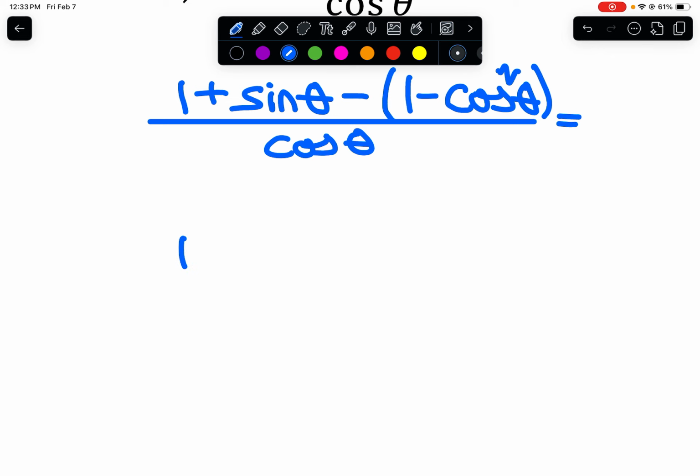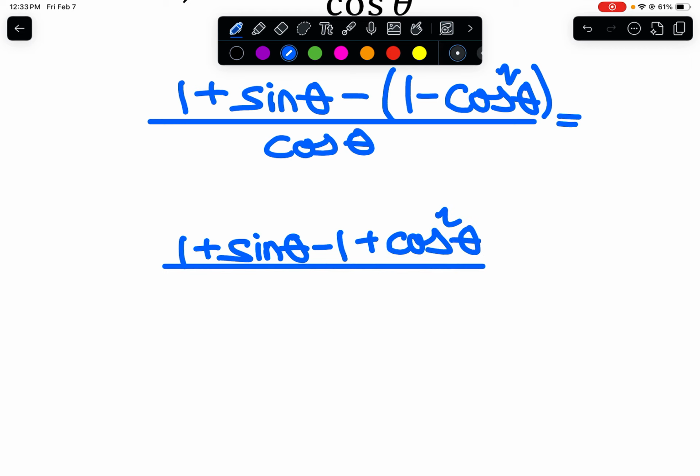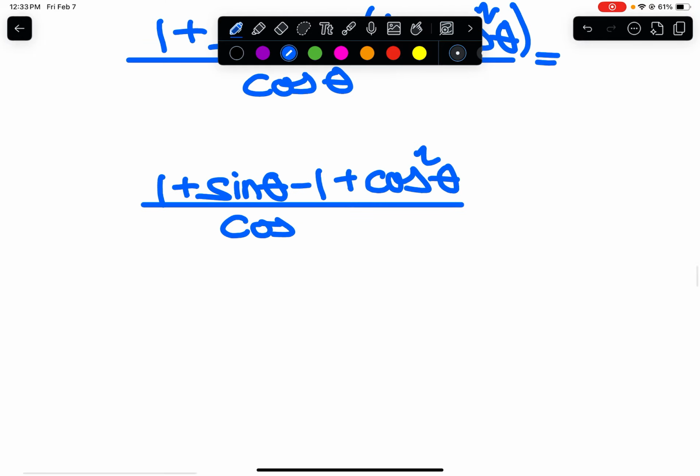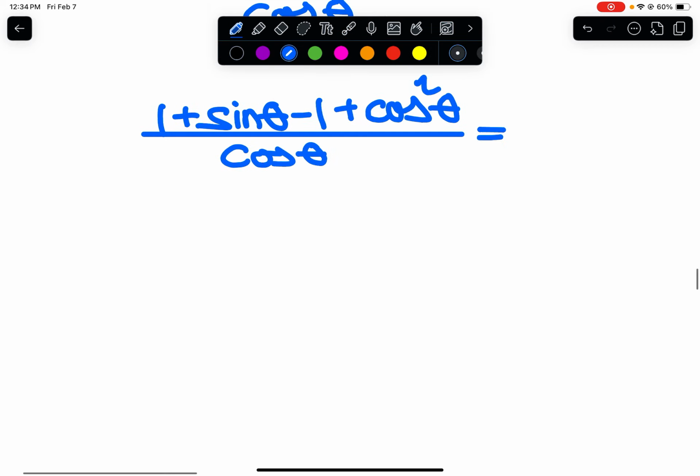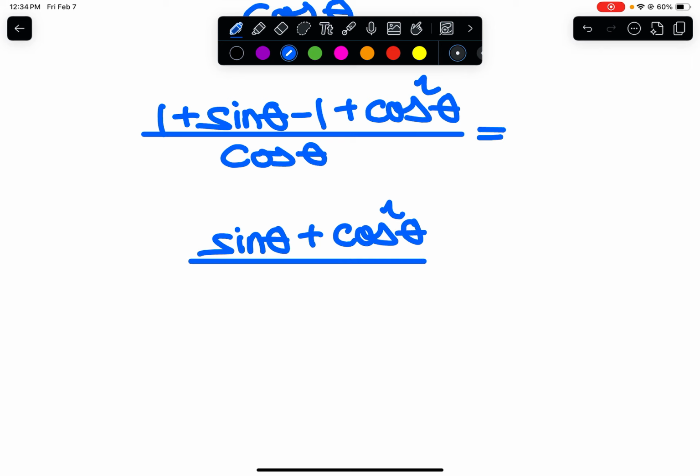So we're going to have 1 plus sine theta minus 1, then plus cosine squared theta, and then that's going to be over cosine theta. Don't forget your equal sign. And then what I see is we have a positive 1 and a negative 1, so those are going to simplify and zero out. So that's going to leave us with sine theta plus cosine squared theta, all over cosine theta.